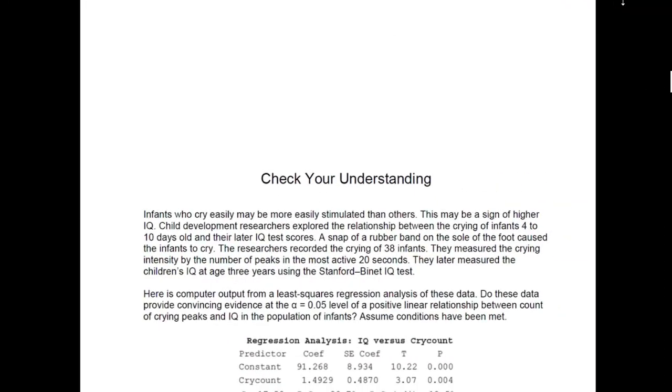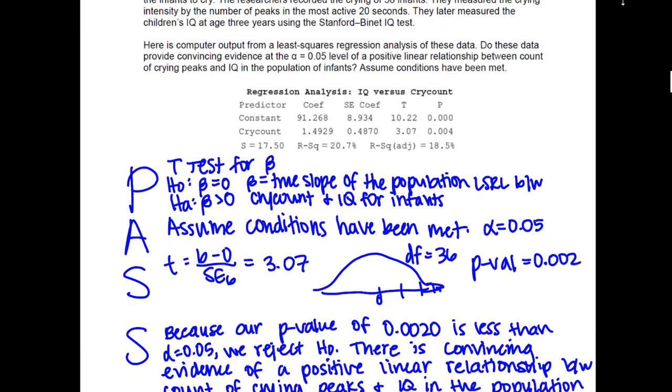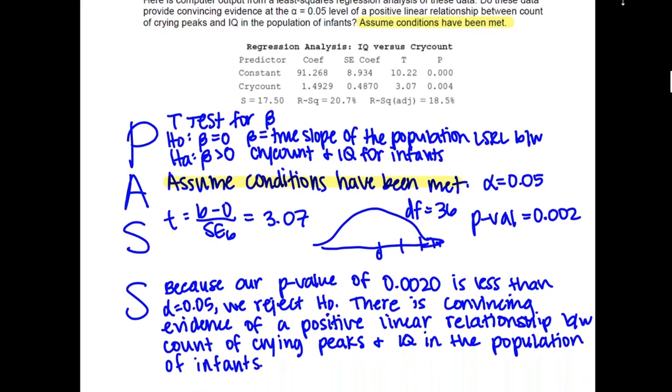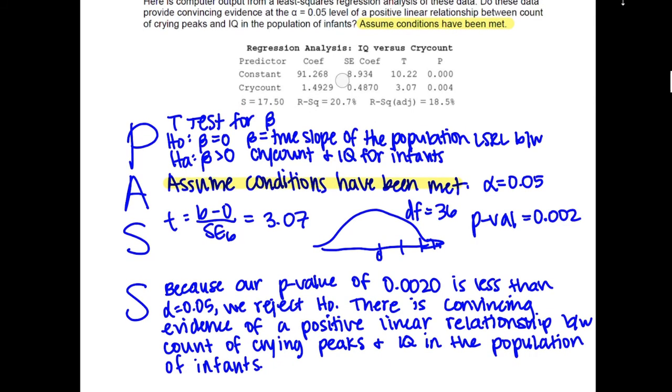Here's the next one. Now this one did say assume the conditions have been met right here, which means I just put that exact same thing right there. And then I wanted to tell you, remember this divided by this equals that. And so I didn't plug it in, I just showed the formula, but you can also write it T equals 1.4929 minus 0 from the null hypothesis over. That's where you got that from.